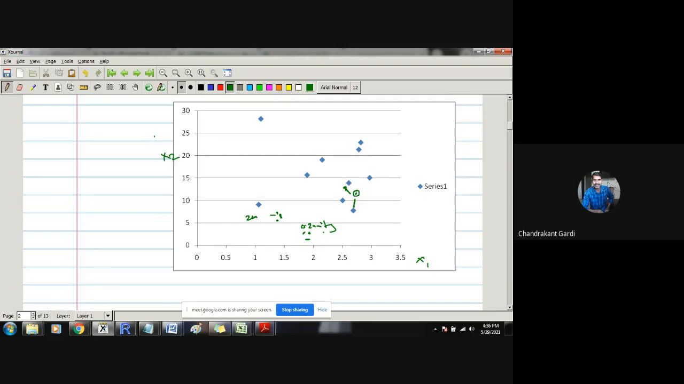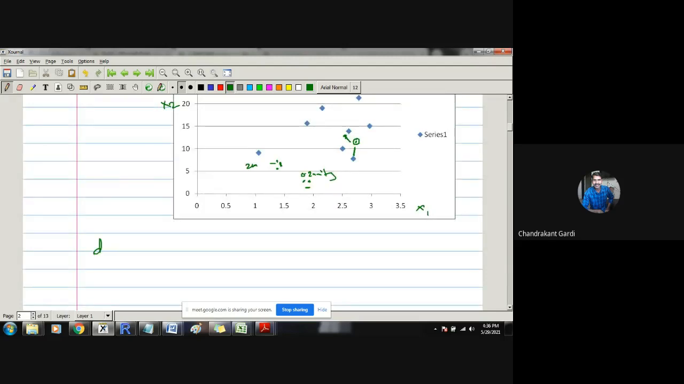And therefore whenever we are taking the distance between 2 points, say x and y, this distance will be x1 minus x2 bracket square plus y1 minus y2 bracket square.